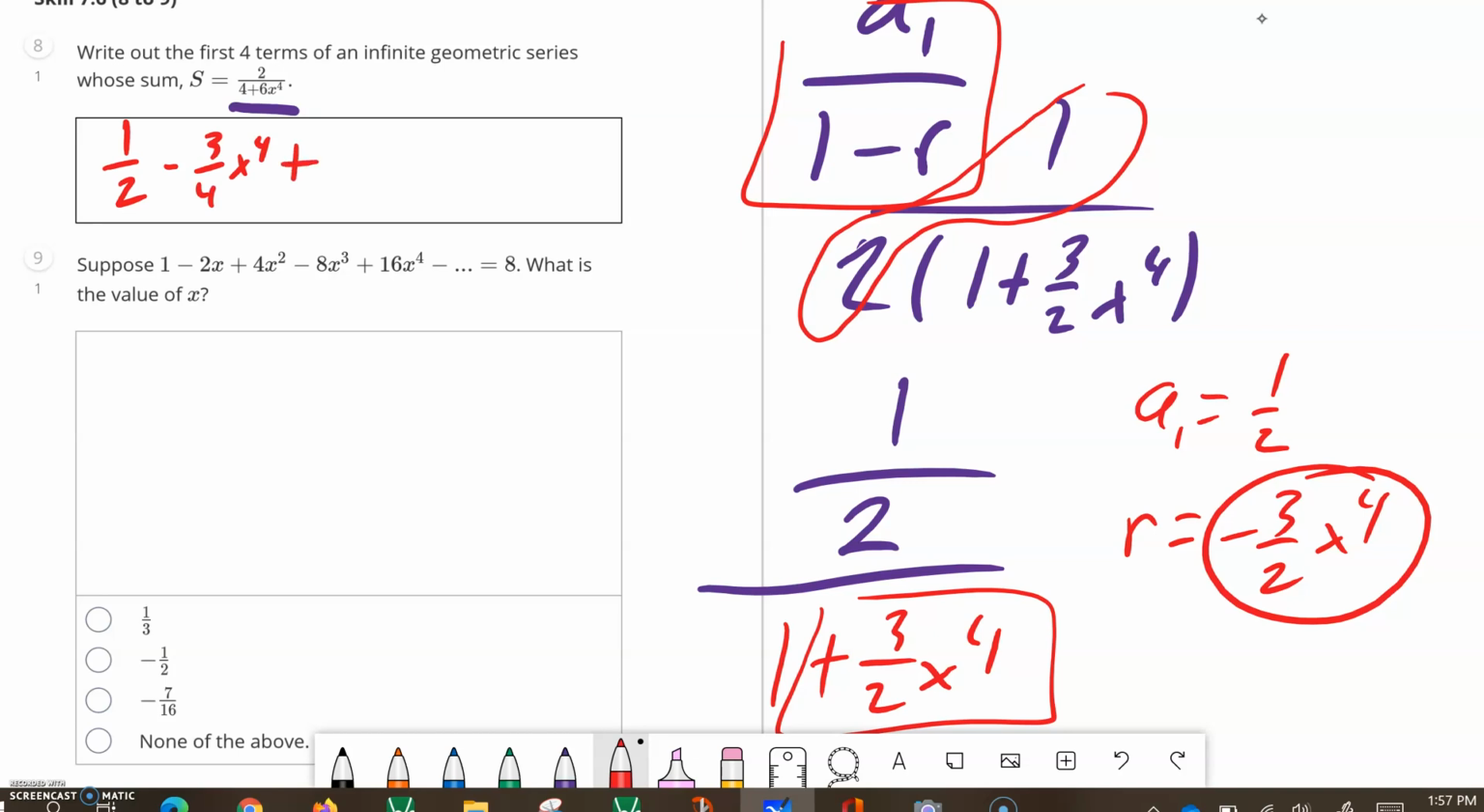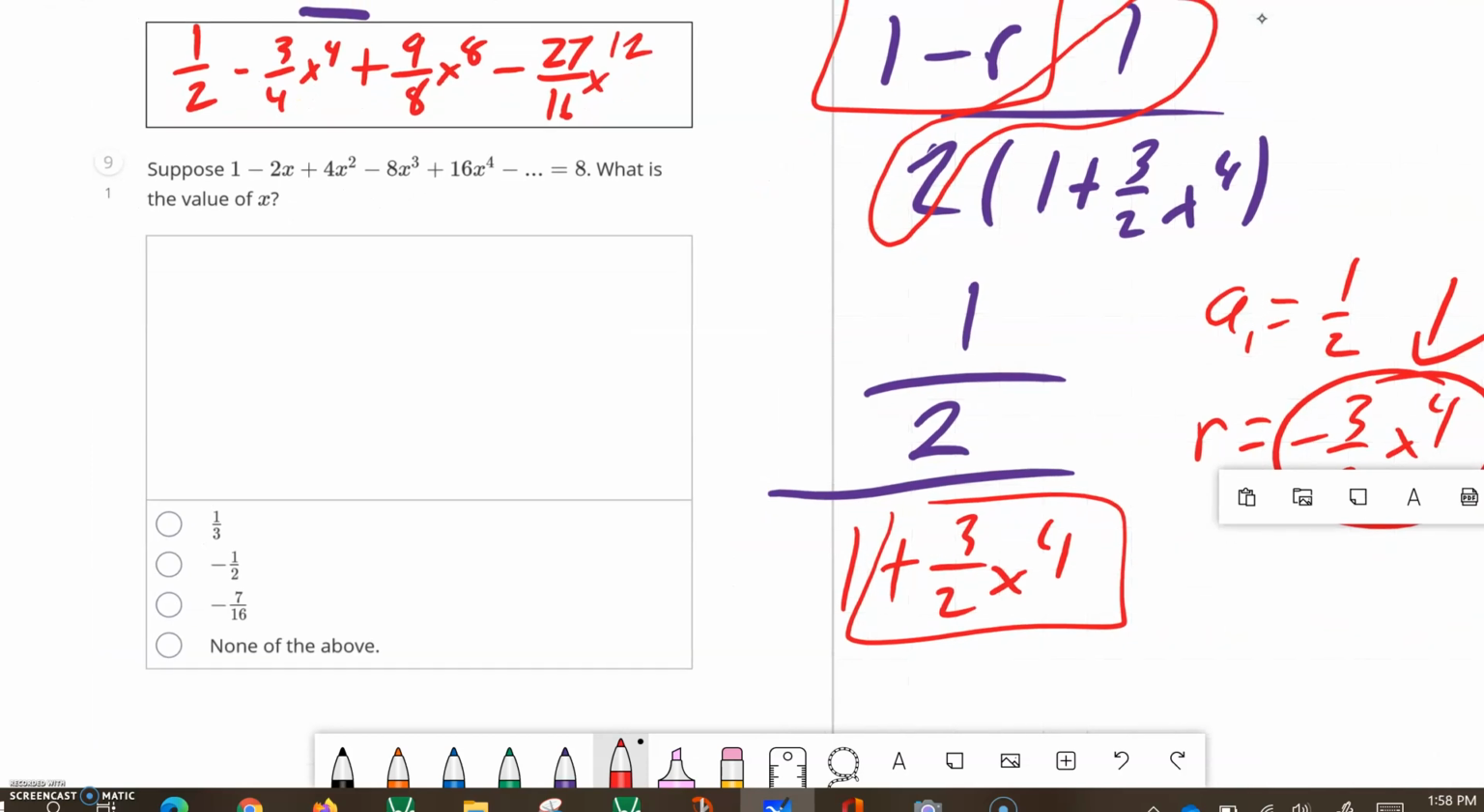The next term I just multiply by -3/2 and then x to the 4th. So that'd be positive 9 over 8 x to the 8th. And then again, minus 27 over 16 x to the 16th. And that would be, oh, sorry, x to the, what is that, 12th? Excuse me. There we go. And that would be it. That would be it. Okay.